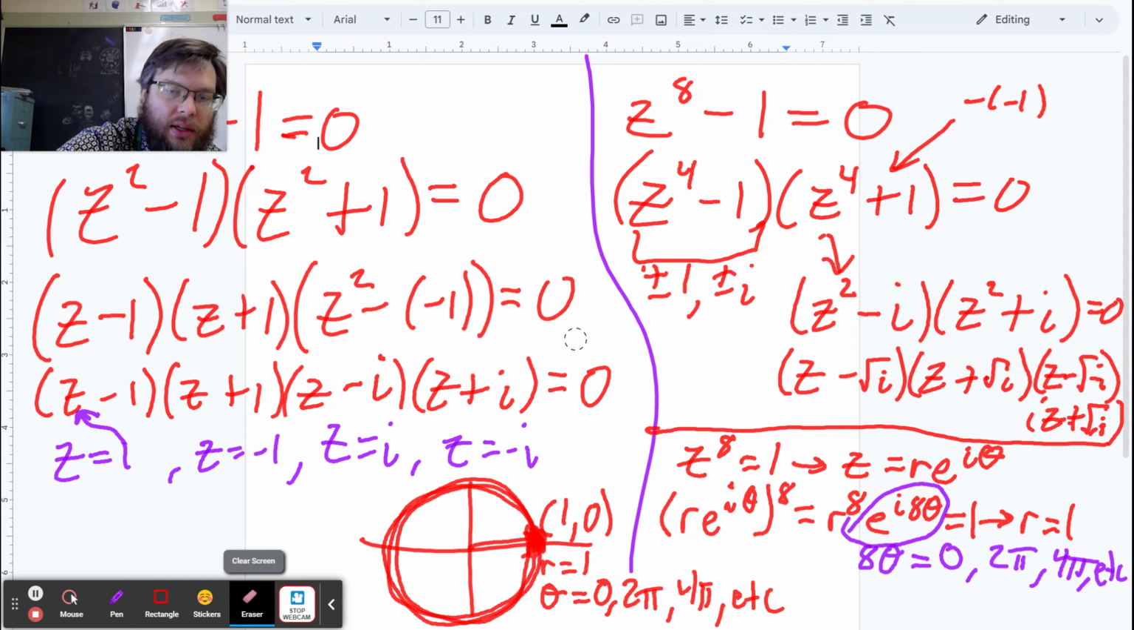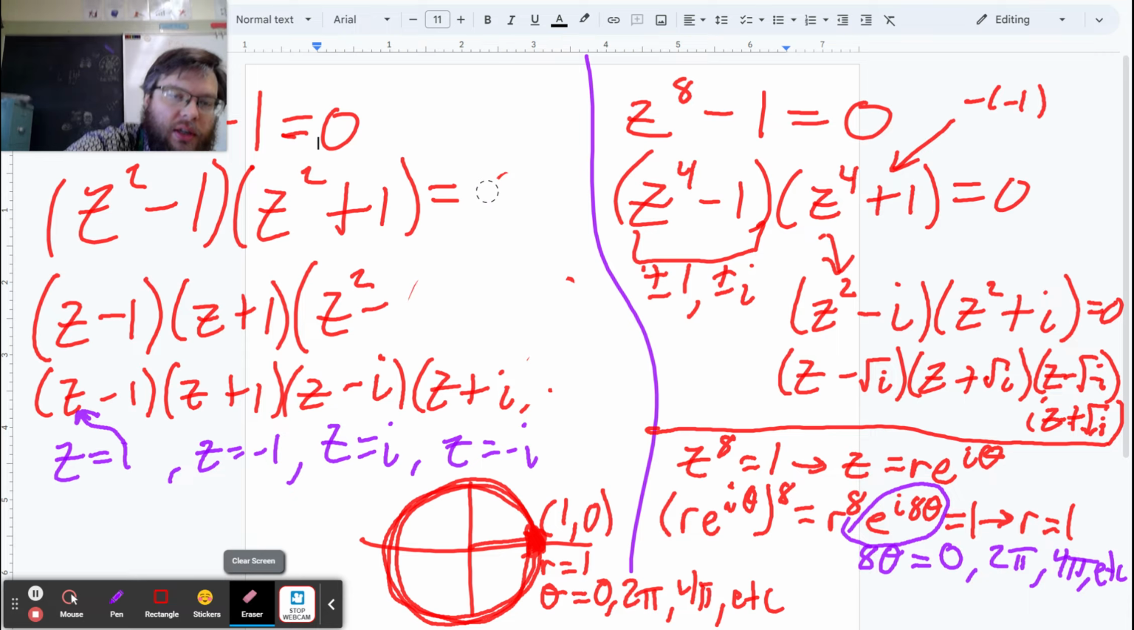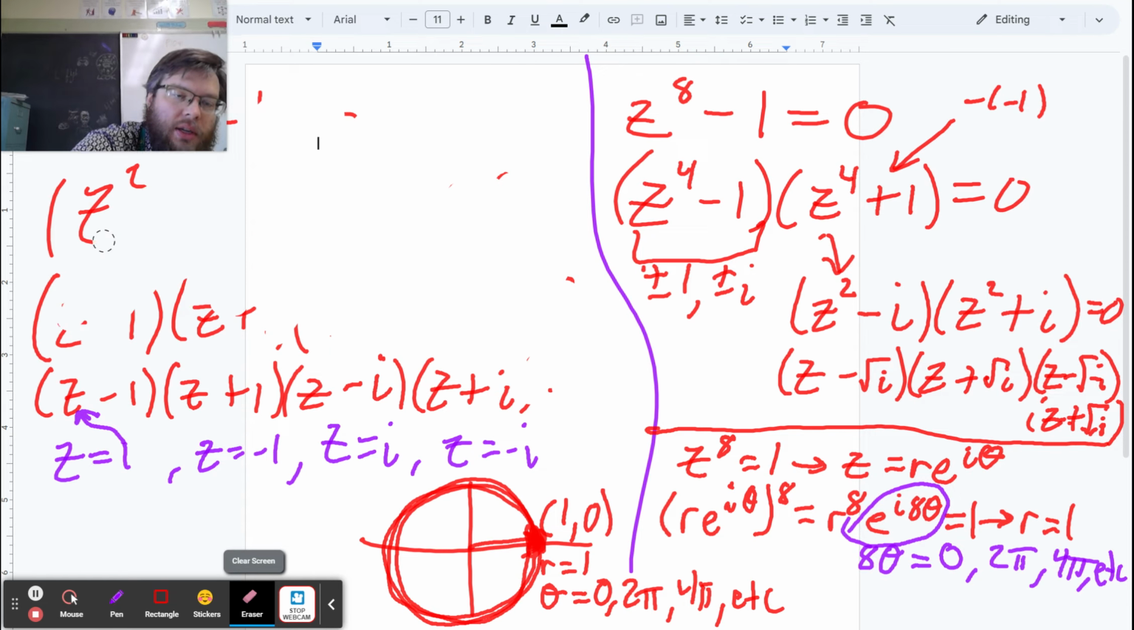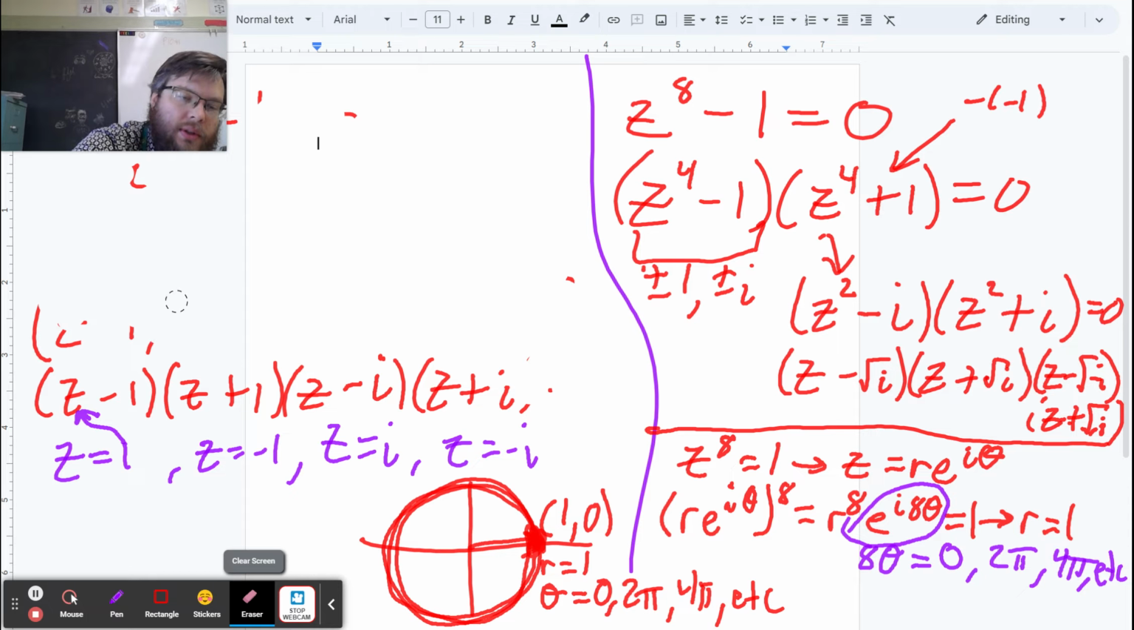I'm going to clear a little bit of space over here on the left side, and then you're going to see how these ideas come together in a pretty nice way. The eraser is always a little slow here.